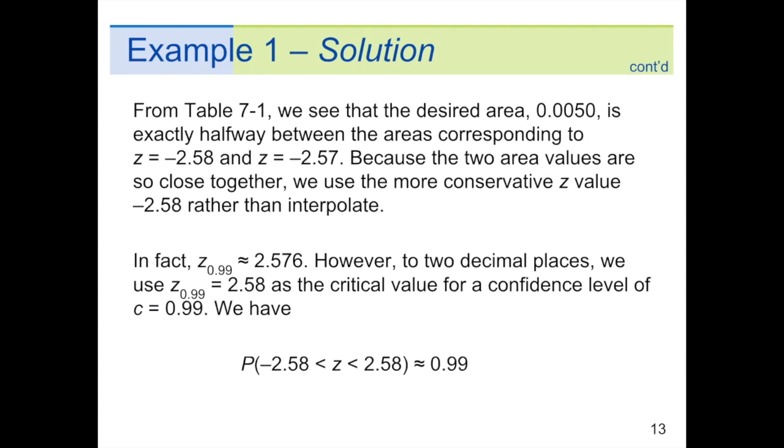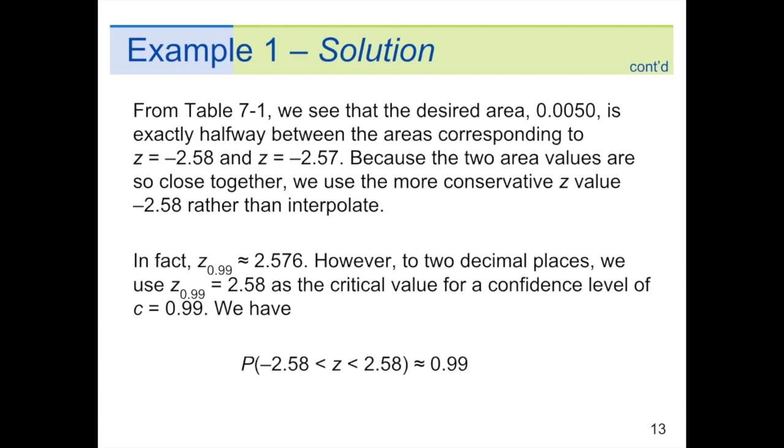From that table, we see the desired area is exactly halfway between the areas corresponding to z equals negative 2.58 and z equals negative 2.57. Because the two area values are so close together, we use the more conservative z value, negative 2.58, rather than interpolate. So whenever you're not sure, go with the one that ends up essentially hurting you the most, like making you less confident. That way you can be more confident when you get your answer.